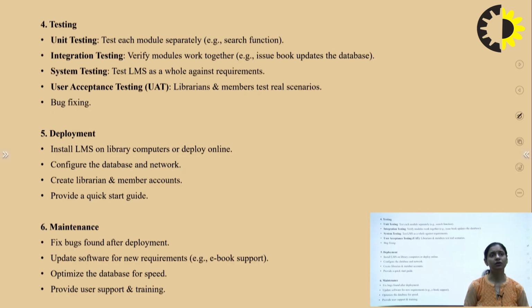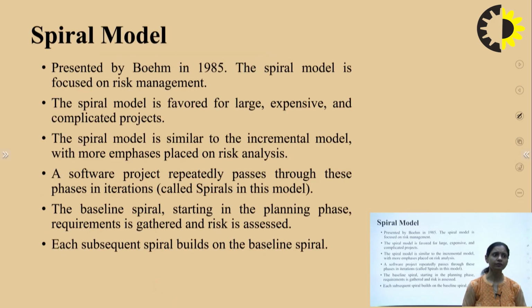So this is how we try to create any model. We try to divide the whole of the project into different phases so that a particular model can be implemented into our software. We have one more model, that is a spiral model, which was presented by Boehm in 1985, and it is similar to the incremental model where the major focus is given on the risk analysis.